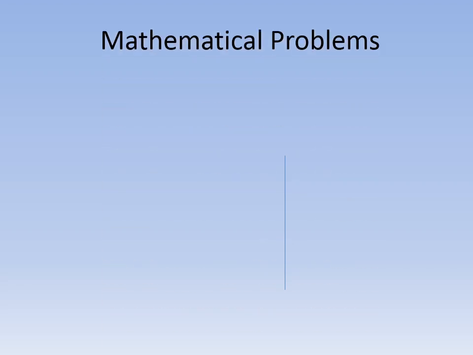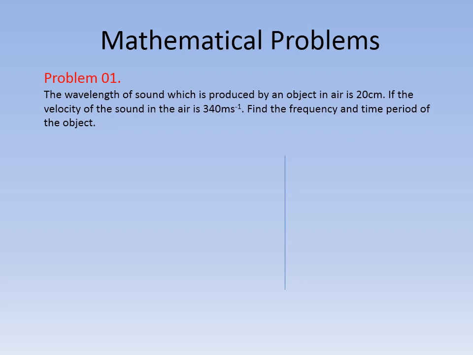So students, there are some mathematical problems, and here is problem number 1: the wavelength of a sound which is produced by an object in air is 20 centimeter. If the velocity of the sound in air is 340 meter per second, find the frequency and time period of the object. So here is the solution.